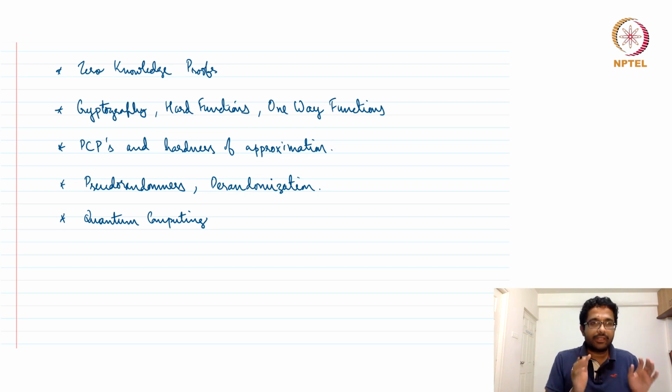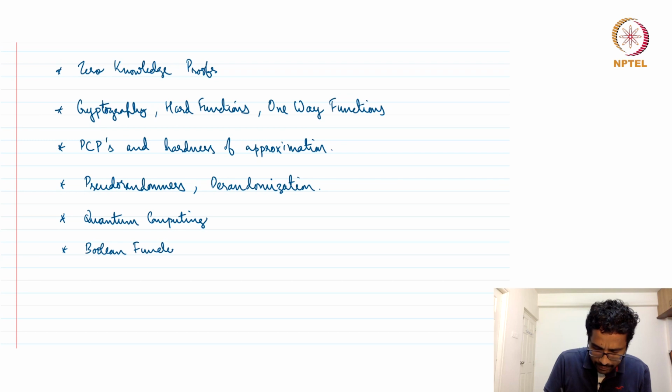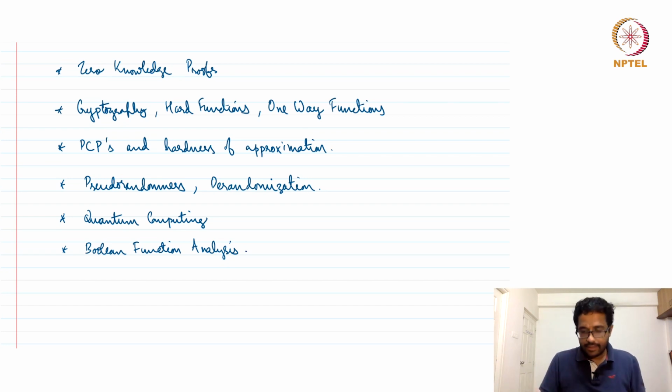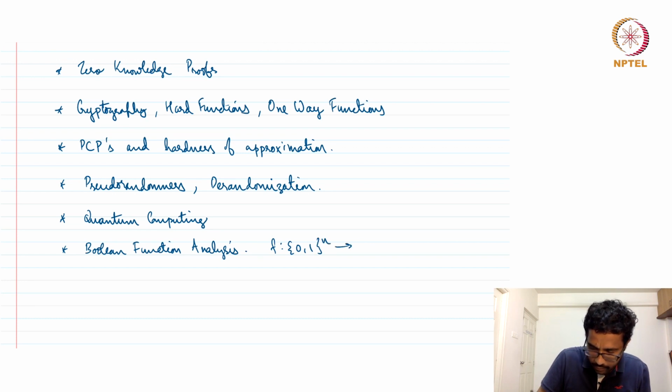I am just talking about the computation part of it, not the physics aspect, which is also an extremely interesting field. And one more point that I want to mention is Boolean function analysis. This is not really a sub-area of complexity theory, but it's a related area. You can look at Boolean functions, as in functions of the form f from {0,1}^n to {0,1}. So this is a Boolean function.